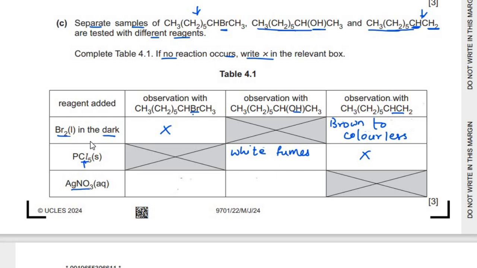Now silver nitrate aqueous will react with any compound carrying a halogen. So here we have bromine. So with silver nitrate, the bromide compound gives a cream precipitate. So we can write cream precipitates are seen, and with the hydroxyl group again the aqueous silver nitrate doesn't react. There is no reaction, so again no reaction, so cross.